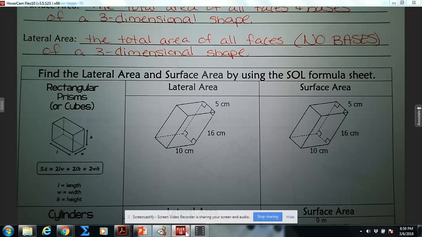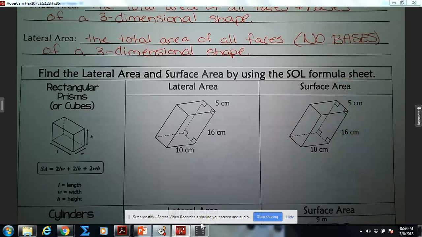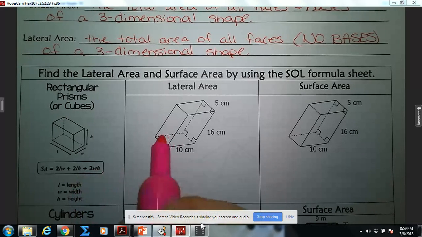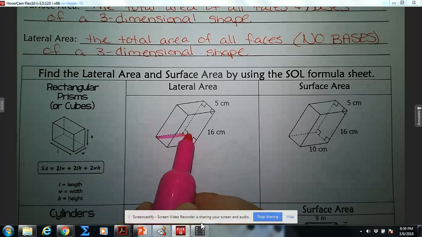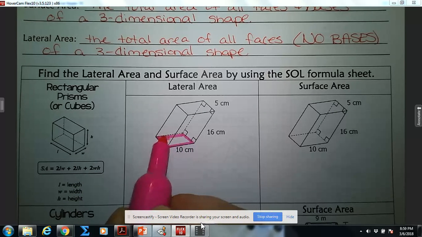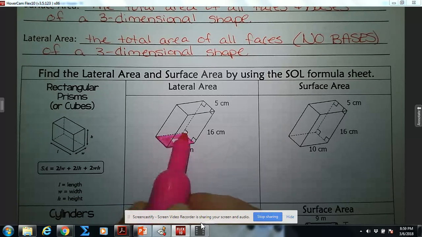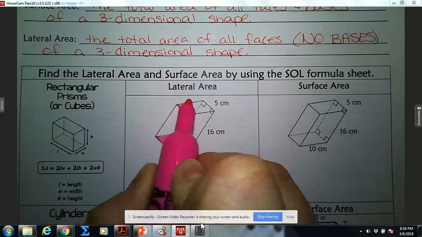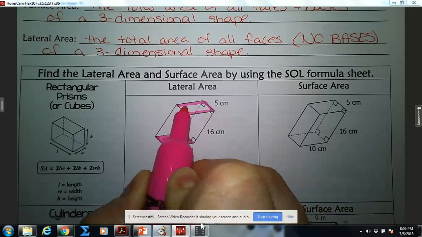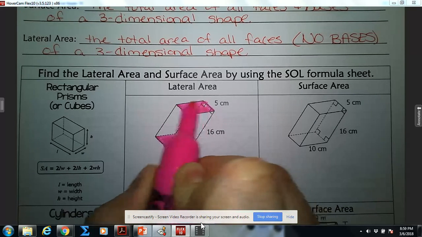Okay, so first things first, I like to highlight what the base is, because I'm going to be solving for the lateral area, which we know has no bases. So with a rectangular prism, you can choose any pair of congruent faces. I'm going to choose this bottom rectangle as a base, and its matching top rectangle. These are the two bases on this shape.